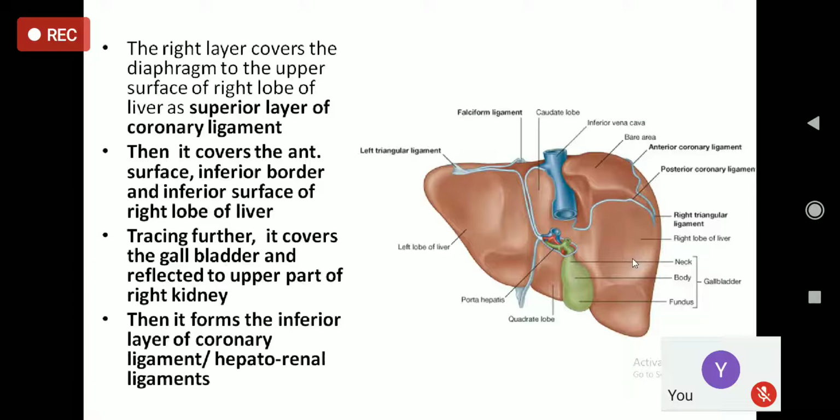Then it forms the inferior layer of the coronary ligament, that is the hepatorenal ligament. So this is the inferior layer of the coronary ligament, that is the hepatorenal ligament. So you have to think from the anterior aspect. The peritoneum is covering the anterior surface, and then the inferior border and the visceral surface, and then it reflects here by forming the inferior layer of the coronary ligament, or the posterior layer of the coronary ligament.